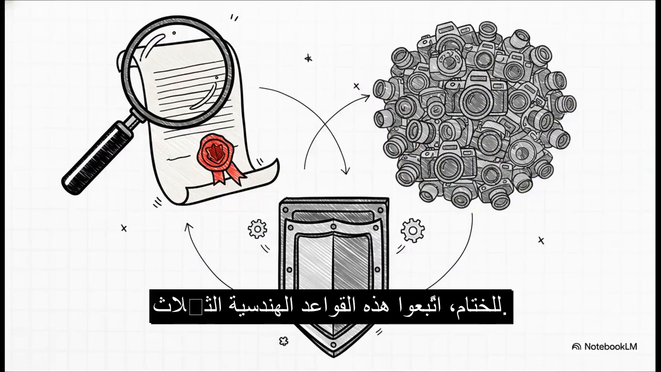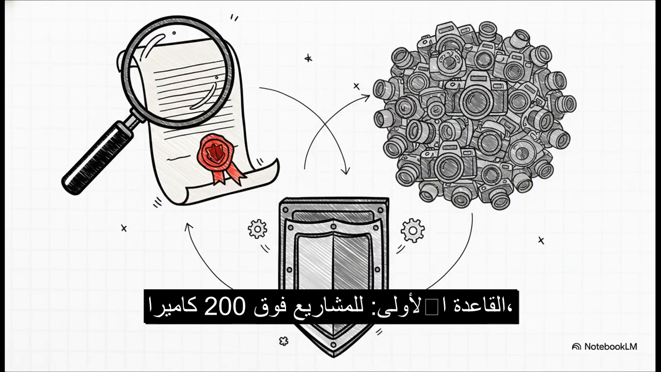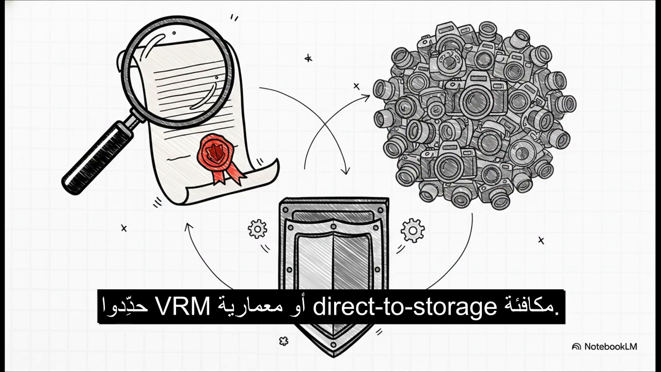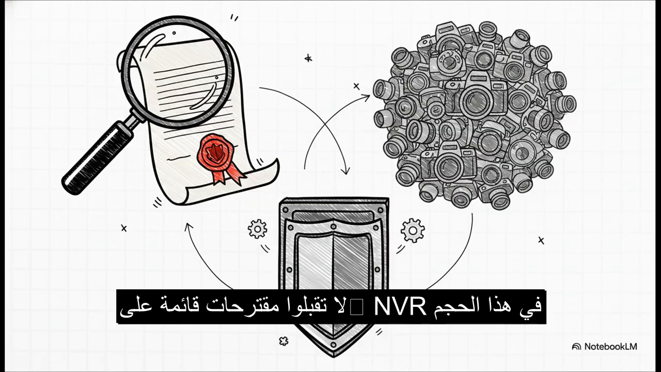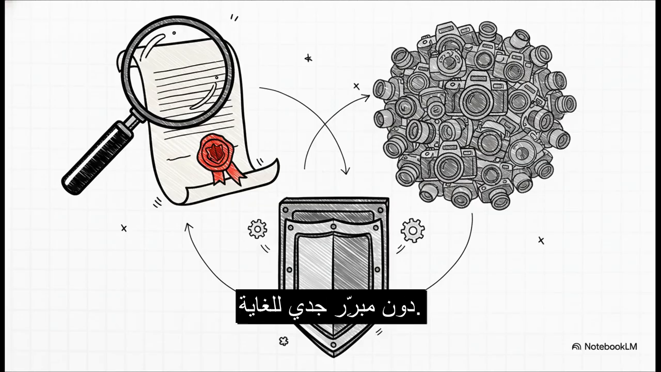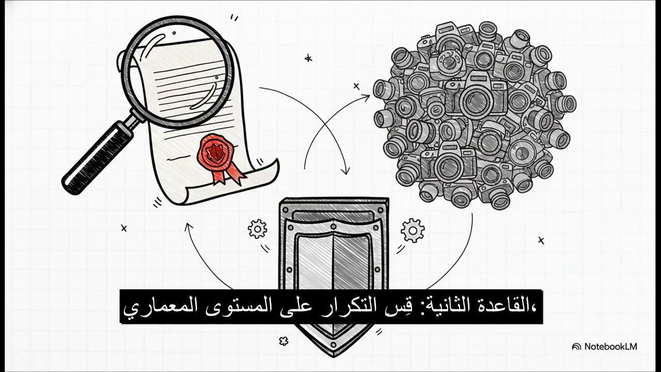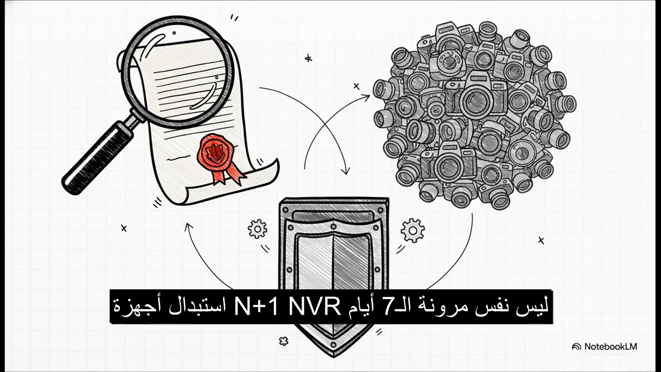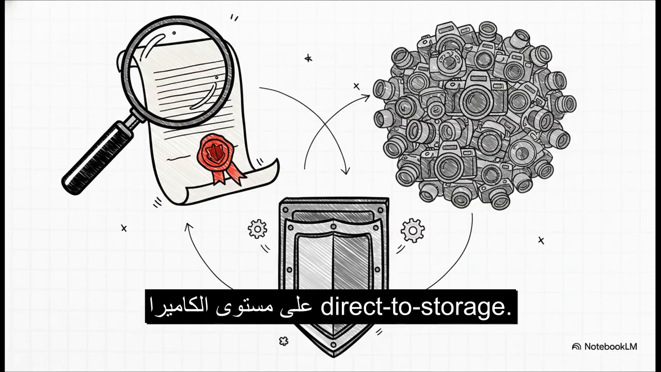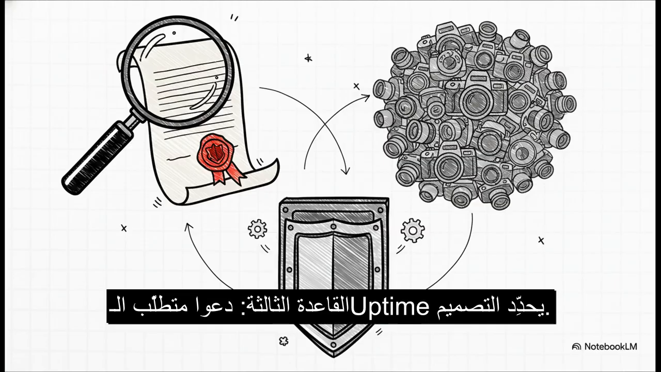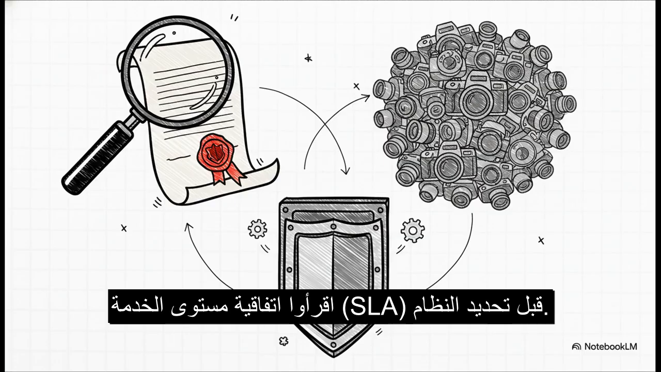So to wrap this up, follow these 3 engineering rules. Rule number 1, for projects over 200 cameras, specify VRM or an equivalent direct-to-storage architecture. Do not accept NVR-based proposals at that scale without some very serious justification. Rule number 2, size your redundancy at the architecture level, not just the hardware level. N+1 NVR hardware swapping is simply not the same thing as a 7-day, camera-level direct-to-storage resilience. And rule number 3, let the required uptime dictate your design. Actually read the service level agreement, the SLA, before you specify the system.